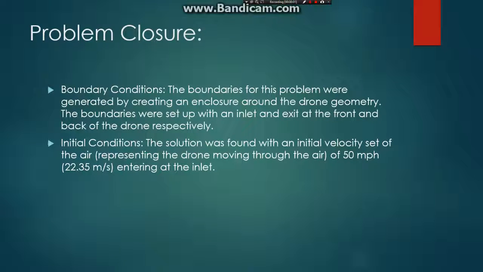For the problem closure, the boundary conditions were generated by creating an enclosure around the drone geometry. The boundaries were set up with an inlet and exit at the front and back of the drone respectively. For initial conditions, the solution was found with an initial velocity of the air representing the drone moving through the air at 50 miles per hour, and that came in at the inlet.